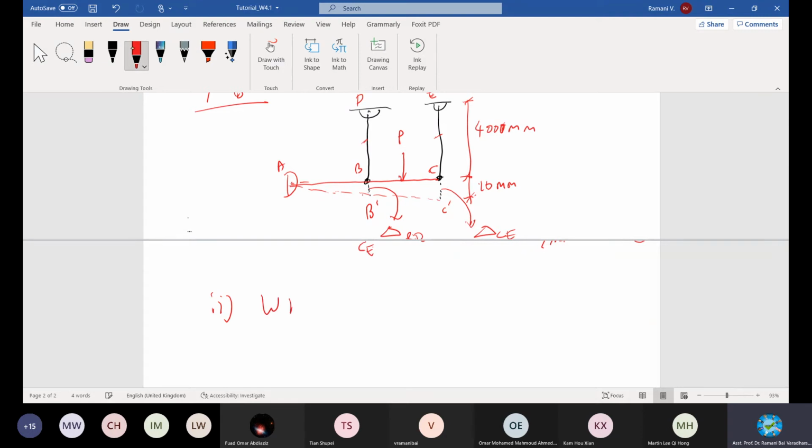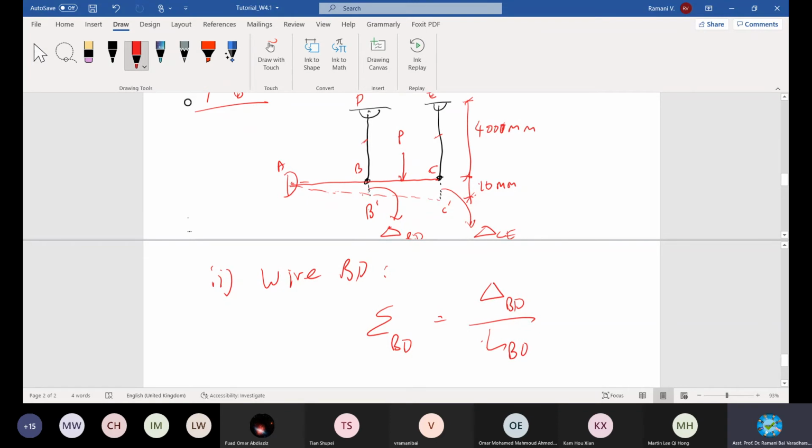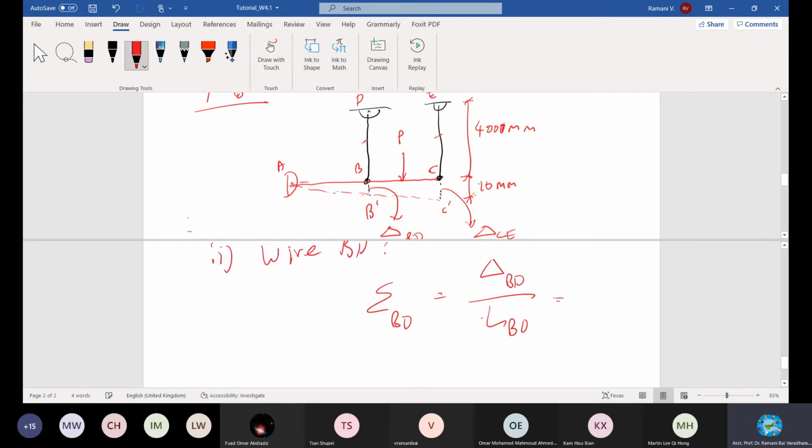Wire BD. For wire BD, you can calculate the strain with the same formula. The strain for BD is equal to the change in length of BD over the original length of BD. Do you have all of them? Change in length? You don't have it, right? This one, B dash, is unknown.